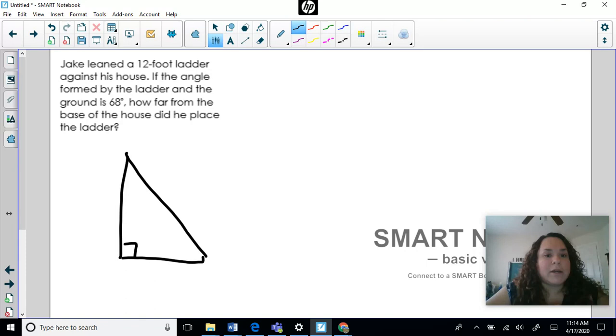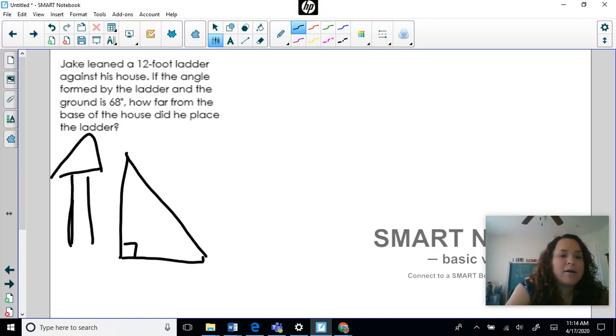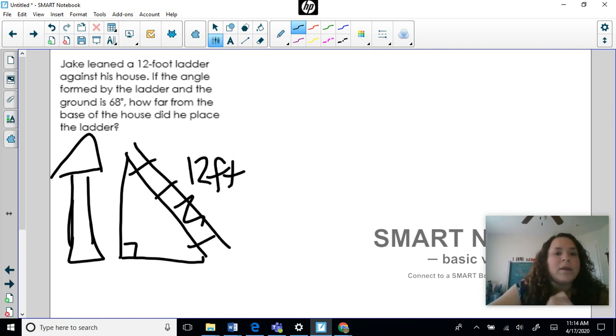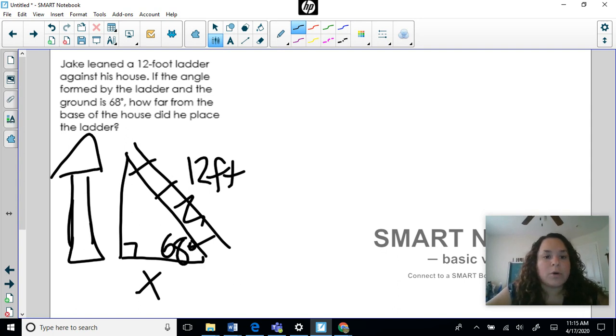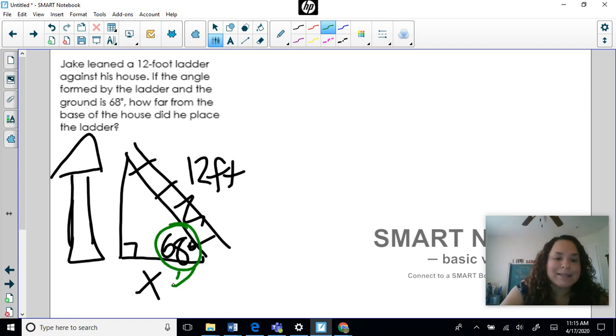So there is a ladder leaning, the house is here. Okay, there's this house, the ladder is here, there's a 12-foot ladder. The angle is being formed with the ladder and the ground, so 68 degrees goes here. They've also told us, let's see, how far from the base of the house did he place the ladder? So that means that the x is down in the bottom. So after we draw the picture in a word problem, that's the first thing you're going to do, draw the picture. Then you're going to identify where the angle is, label the given sides.